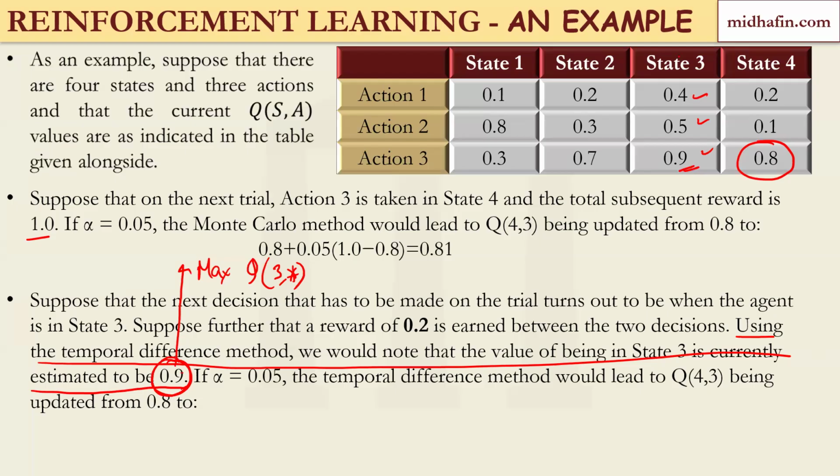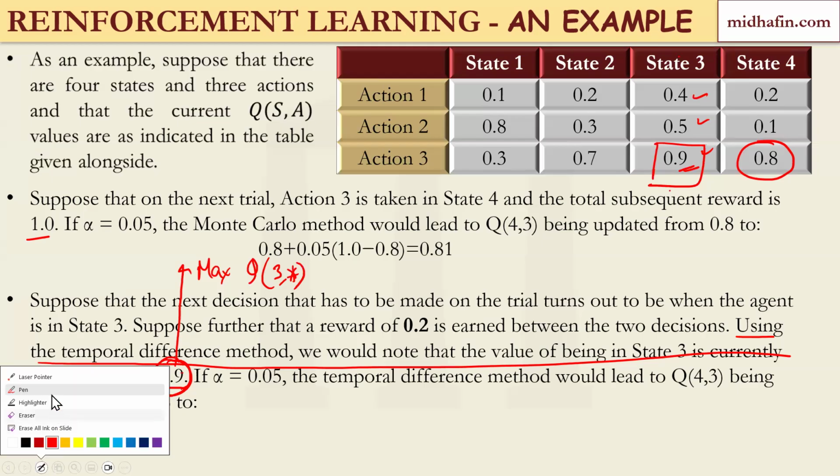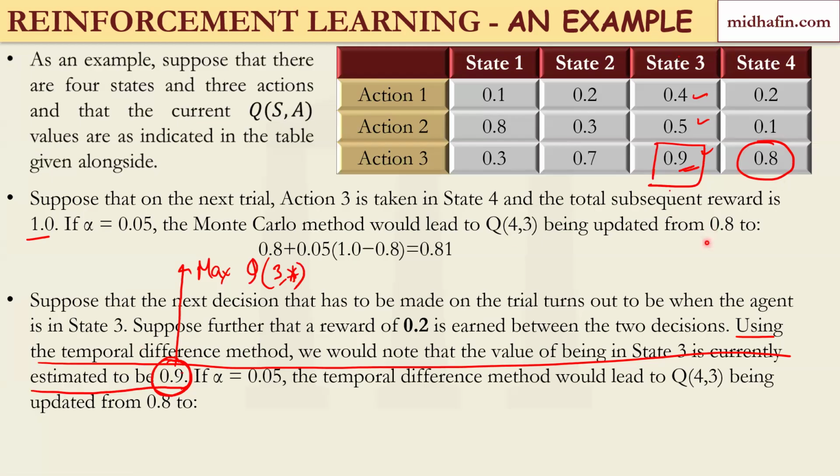How promising is your state 3 now? So obviously the best estimated value is 0.9, as we have seen. Based on this 0.9, you will update the Q(4,3) value to 0.815. R is the subsequent reward. 0.9 is the max value in the next state. Okay, and this is the idea over here.